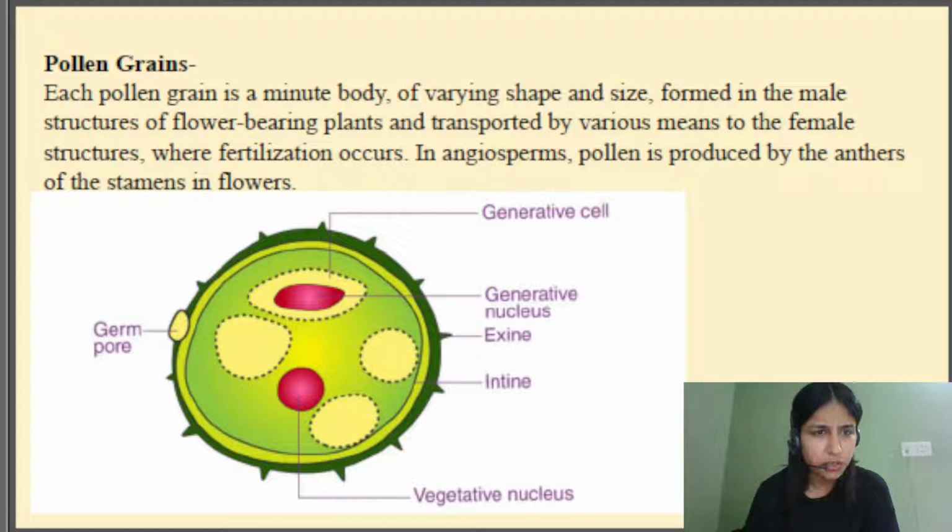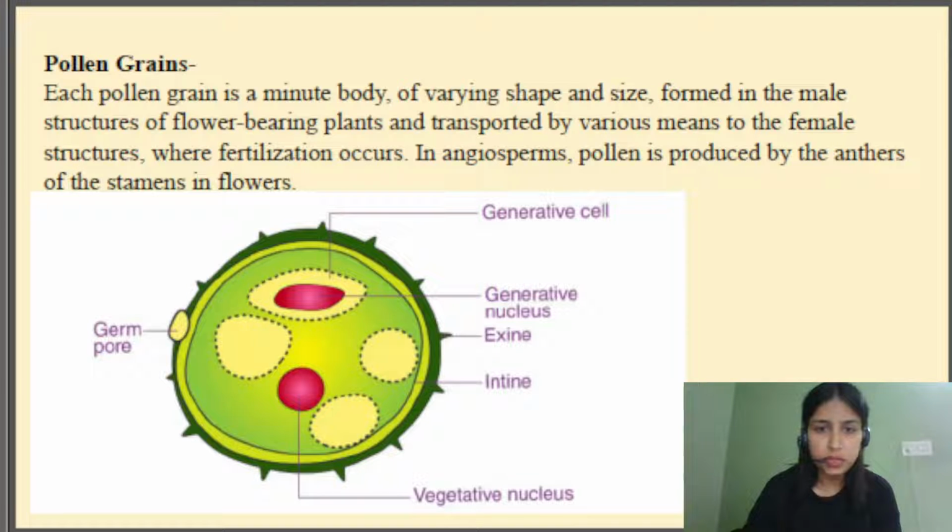They are formed in the male structure of the flower bearing plants. Flower bearing plants are basically angiosperms, we call them. So they will be present in that male part. Anthers will be there, and these pollen grains will be attached to those anthers. Upon maturation, they will undergo pollen dehiscence, that is, they will become detached from the anthers and will be flying through the air, or following whatever mode of transfer they use.